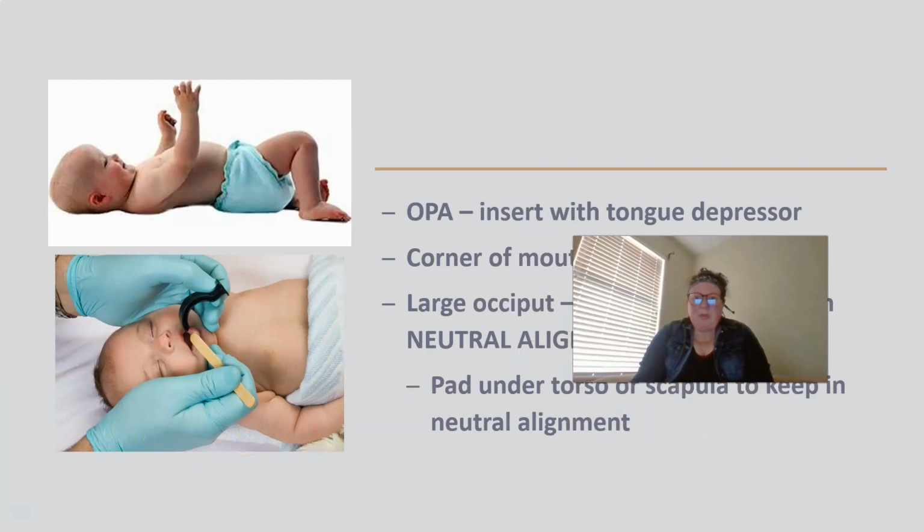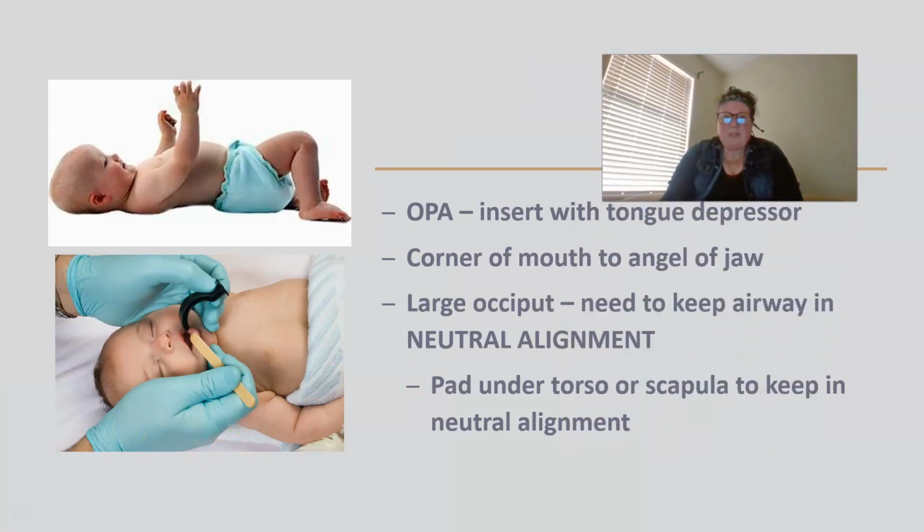Okay, so a couple things to think about in pediatrics, oropharyngeal airway. We measure this from the corner of the mouth to the angle of the jaw, and we insert it with the tongue depressor, as you can see in this picture. It's guided along with the tongue depressor so we don't do any damage to the soft palate at the roof of the mouth. And then remember, babies have a large occiput, which puts them in a position of flexion.